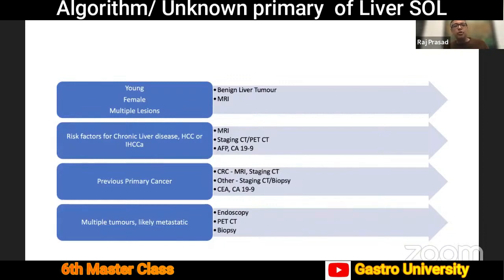So I tried to group those scenarios into few of them, and there'll always be exceptions to this. So if you find a young or youngish patient who's a female and has multiple liver lesions, you think statistically it's likely to be a benign liver tumor, and you go down the route of MRI. If this is someone with risk factors for chronic liver disease, which can lead to both HCCs and also to intrahepatic cholangiocarcinomas, then your thinking goes to, okay, I'll do a liver MR to know what is this lesion, LR1 to 5 to LRM.